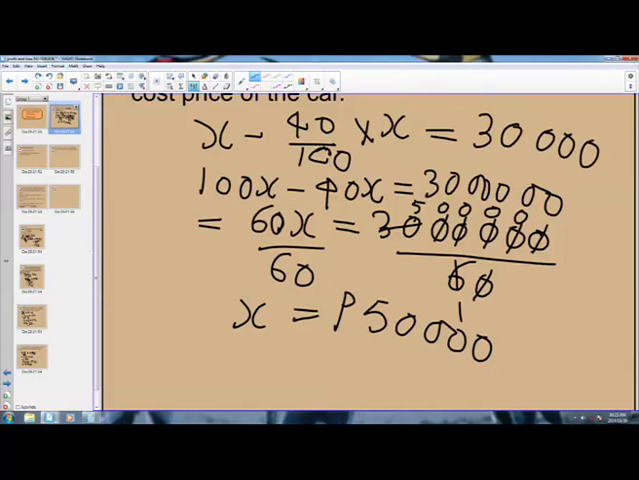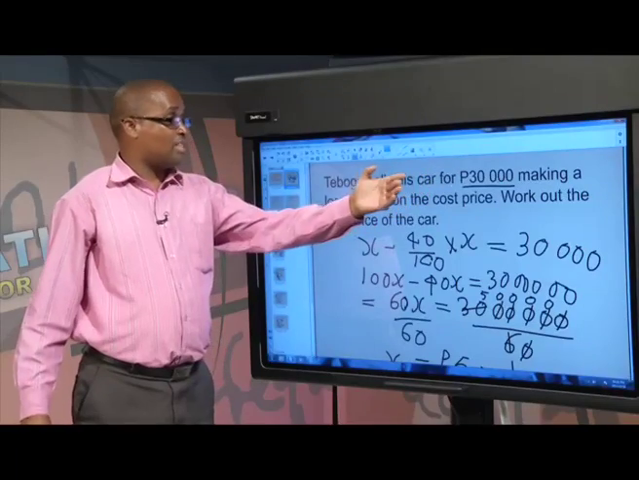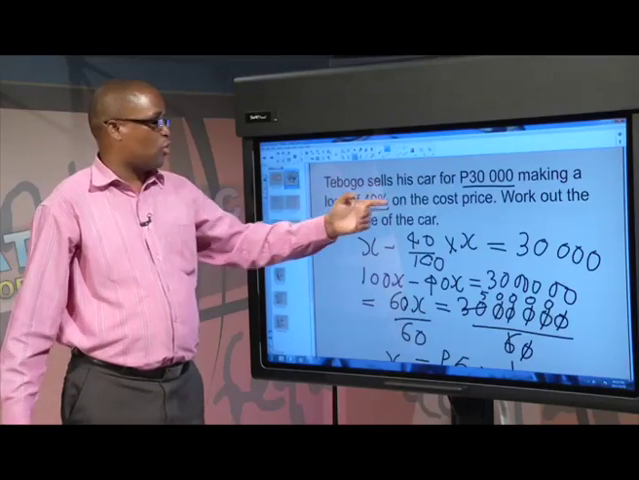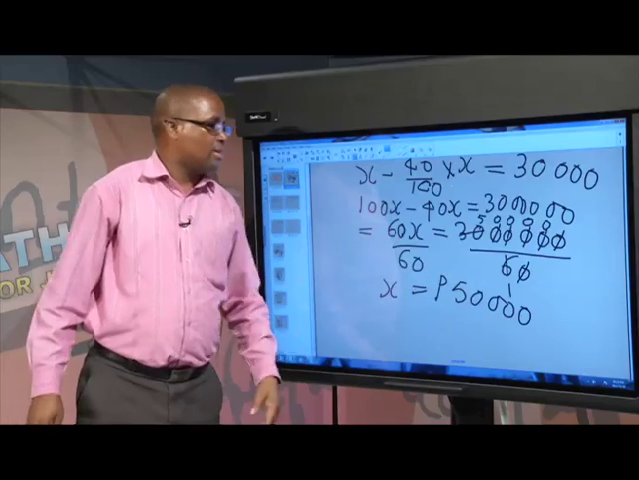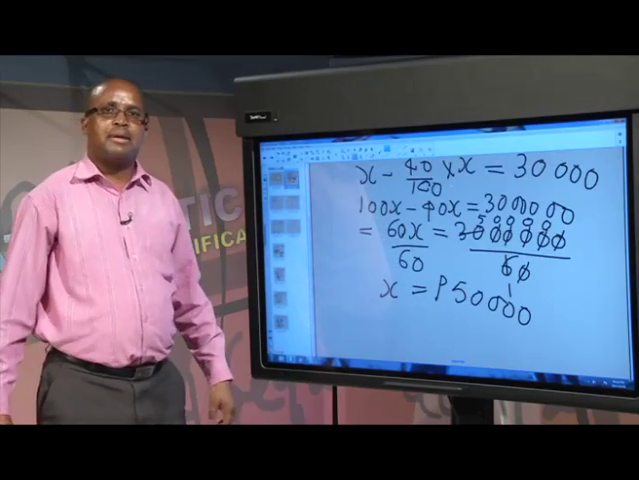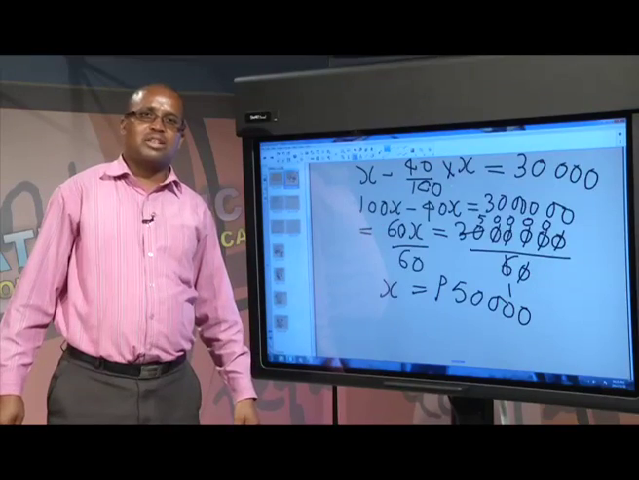Now let us have a look at the question so that we are certain we have answered it correctly. They will sell this car for 30,000, making a loss of 40% on the cost price. So our cost price is 50,000. This is the cost price of the vehicle.